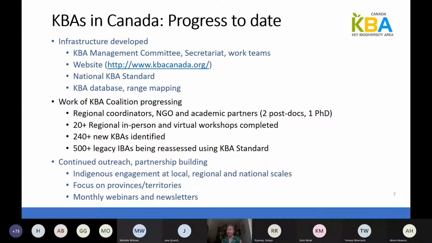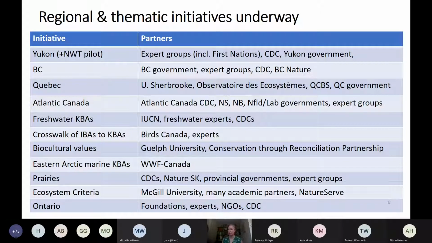We're doing a lot of continued outreach, partnership building, and Indigenous engagement at local, regional, and national scales. We have a real focus on the provinces and territories because of our relationship with those governments through the Pathway to Canada Target 1 process. We have monthly newsletters and webinars, so there will be lots of opportunities to learn more about the KBA project. If you're interested, make sure you contact Robin and we can make sure that you're on the lists.